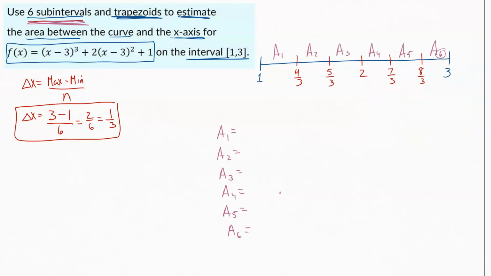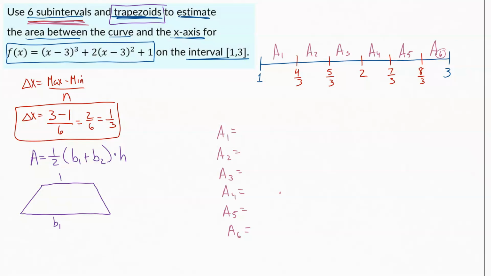This problem doesn't want us to use rectangles. Remember, this problem wants us to use trapezoids. And so to do that, we need our area of a trapezoid formula. The area of a trapezoid is 1/2 base 1 plus base 2 times the height. So on a standard trapezoid, which looks like this, we've got base 1, we've got base 2, and then the gap between those two right there, that is our height.